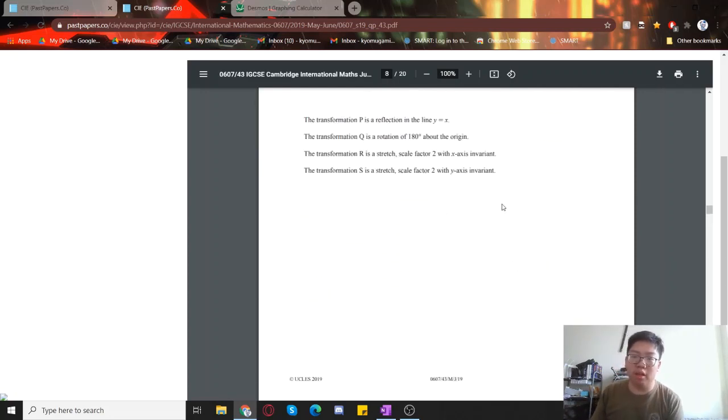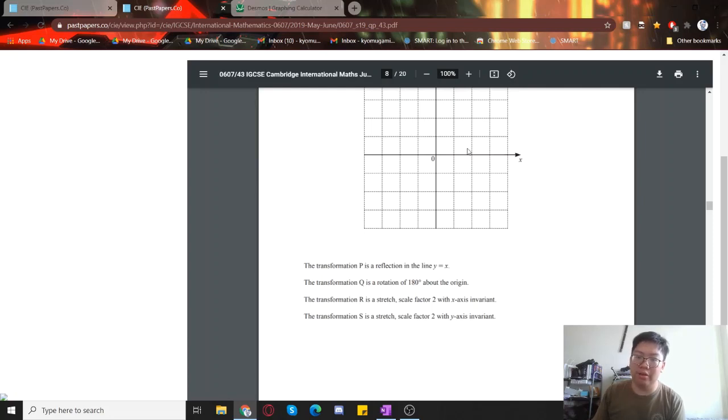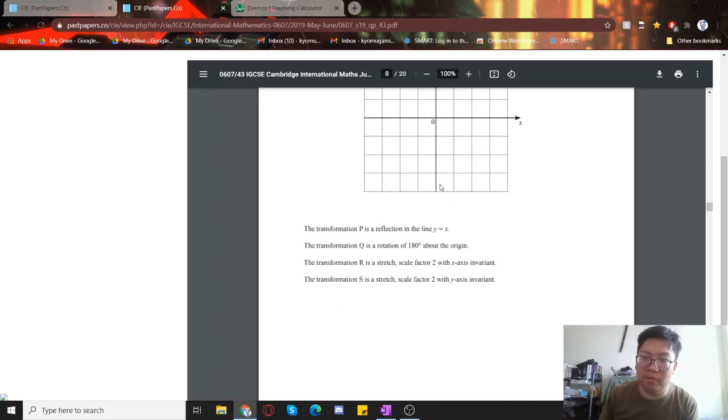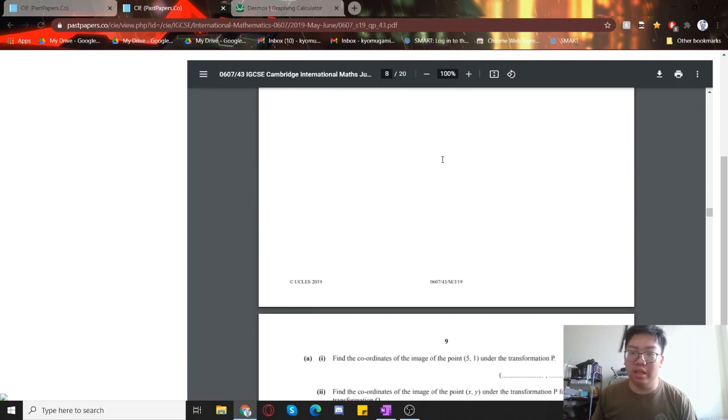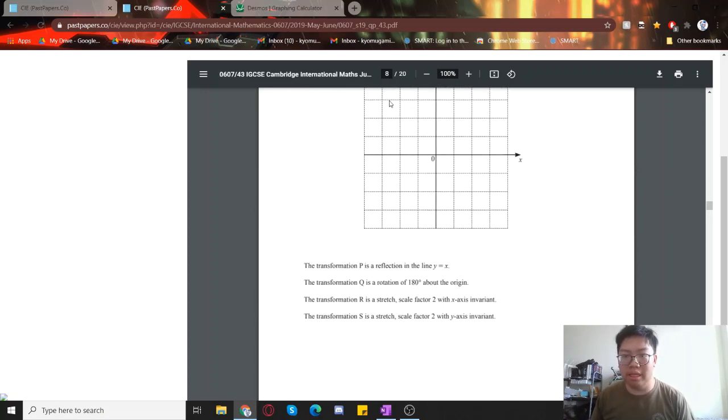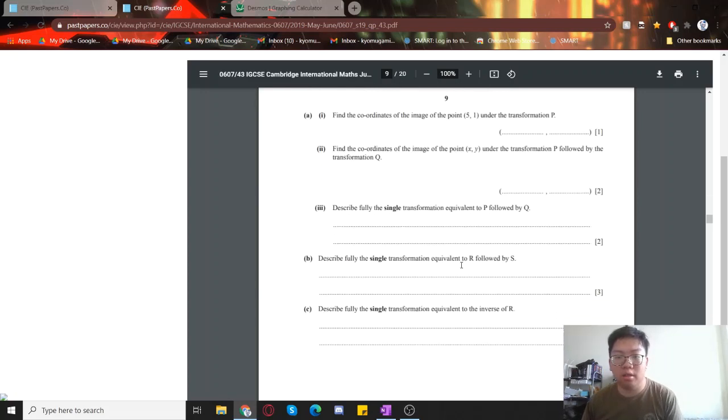You would just plot a point on the graph. Do both, do what they say. So use the transformations, and then observe what happens to it. So in this case, it's a reflection across y equals minus x. Yep, that's it. Yeah, that's all you need to do.